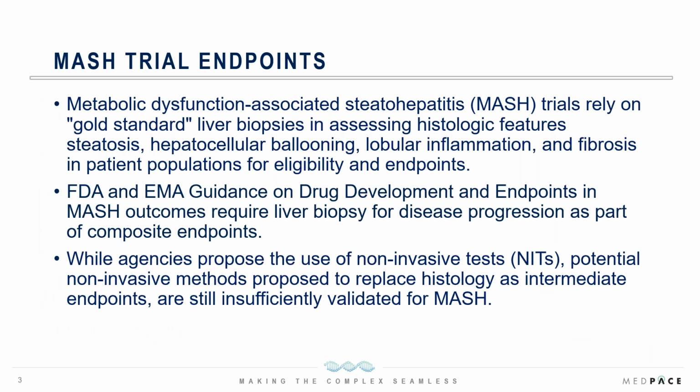So I'm going to start with the endpoints, so looking towards the end, and really NASH has seen quite a paradigm shift, even from the consensus and update now identified as MASH studies, really looking at it as cardiometabolic dysfunction-associated hepatitis. And really these trials do rely on that gold standard liver biopsy when they're assessing the histological features.